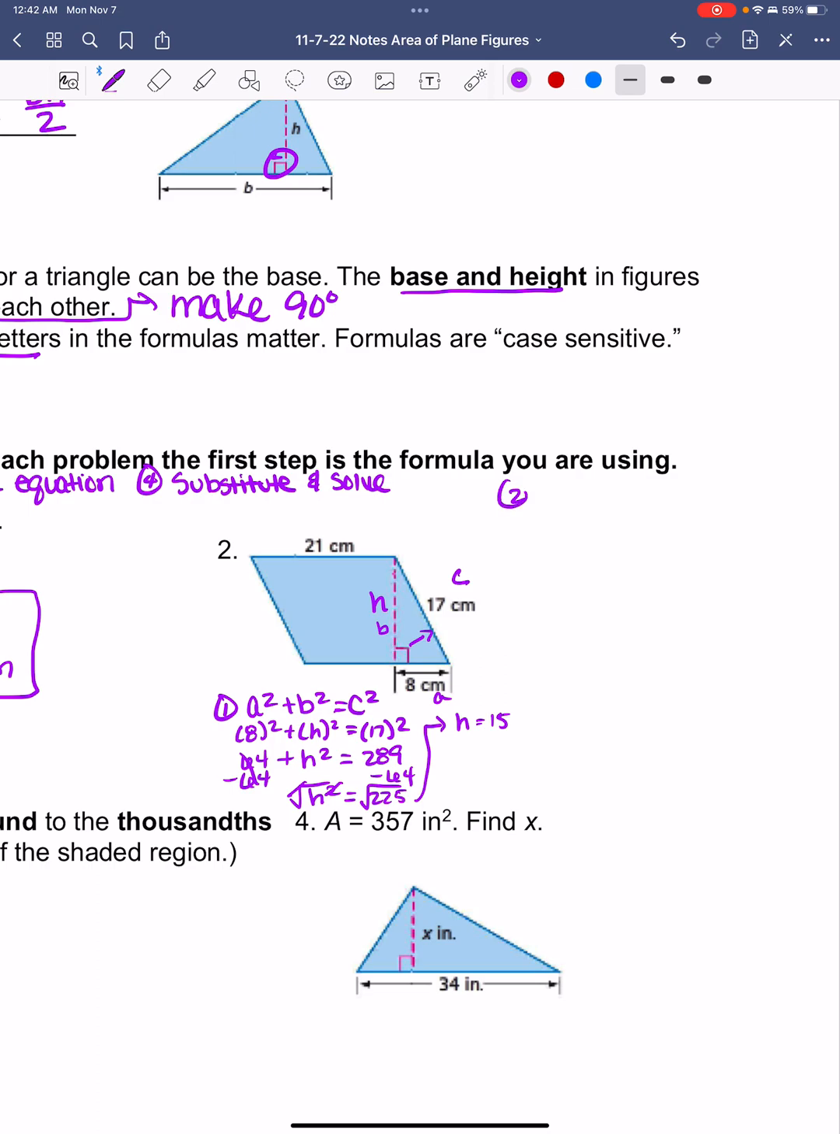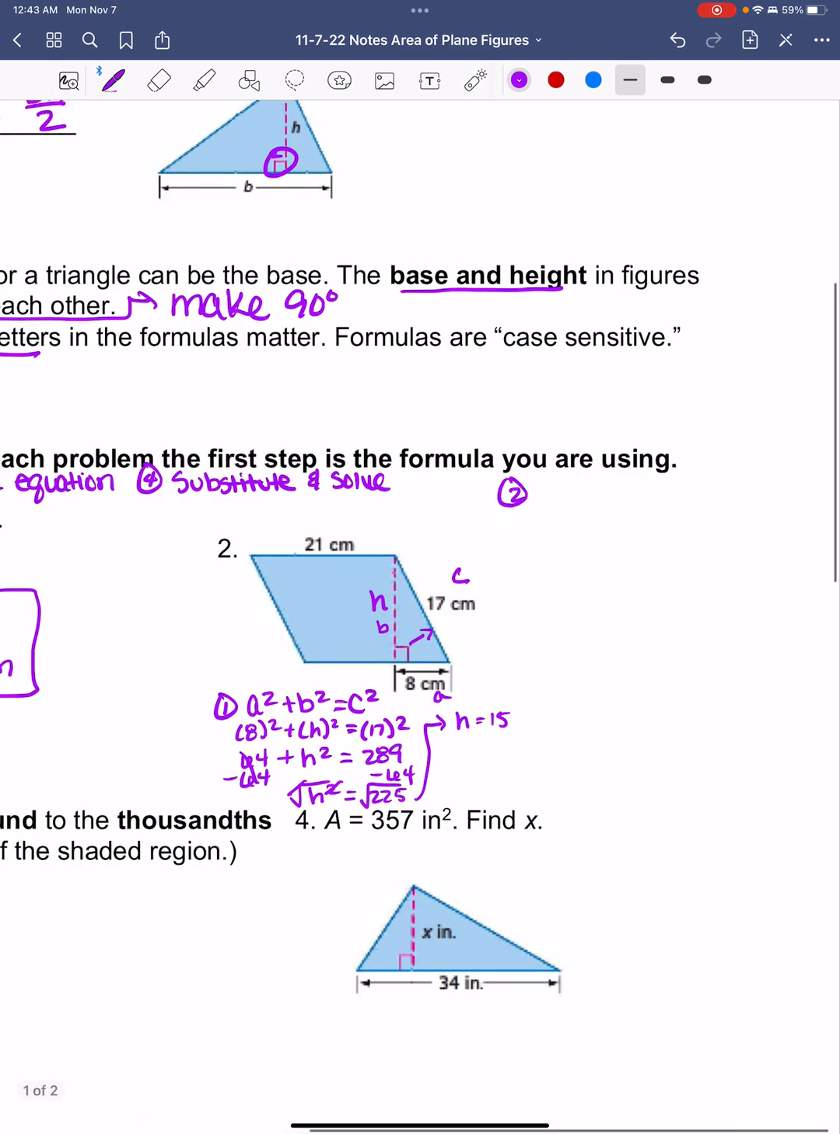So now I'm going to go to step 2. What else is given to me? 8 is not my base. Let me reiterate that. Your base is going to be what crosses with that height. And that is going to be 21. And remember, your height you said was 15.